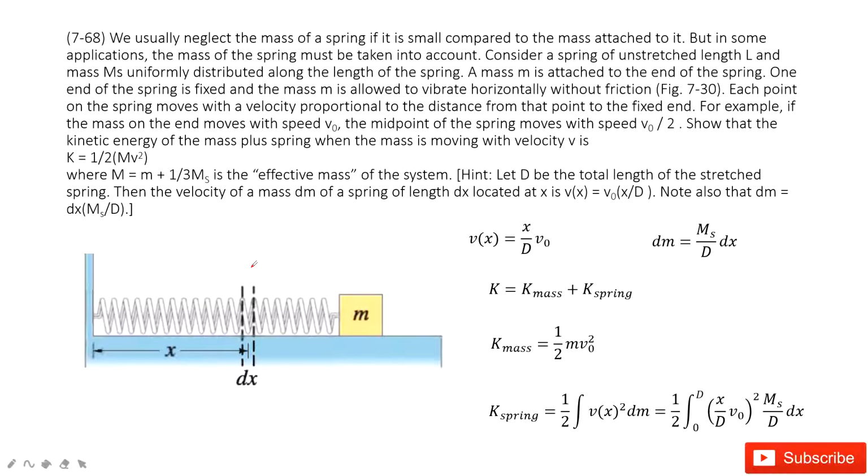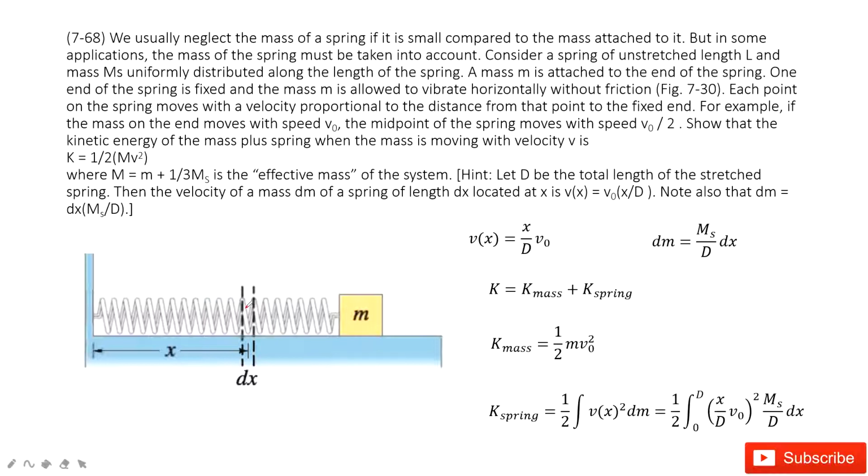Let's look at problem 68 in chapter 7. In this chapter, we talk about work and energy. Normally, when we consider the kinetic energy of a spring, we don't consider the mass of the spring, but the thing changed. In this situation, we will consider the kinetic energy, including the mass of the spring.